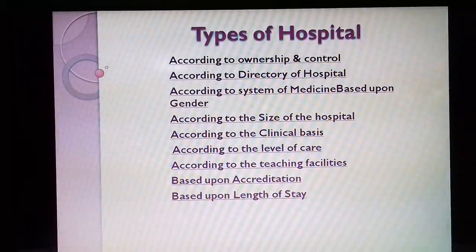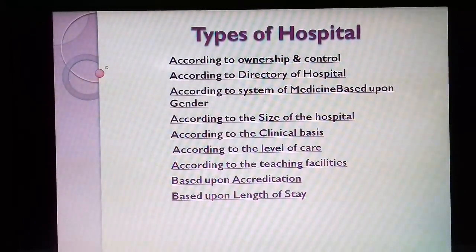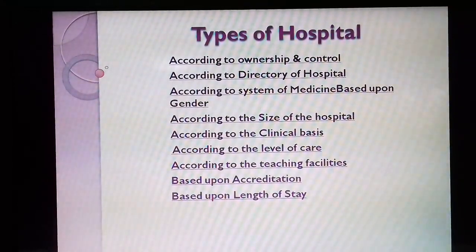Next, according to the directory of hospitals, there can be government hospitals, rural hospitals, which are situated in rural areas, and specialty hospitals, which provide specialty services like heart hospitals and eye hospitals. Next are teaching hospitals, which provide teaching facilities, and isolation hospitals, which provide care for different infectious diseases. Next, according to system of medicine, it can be divided into allopathy, Ayurveda, Unani, and homeopathy.